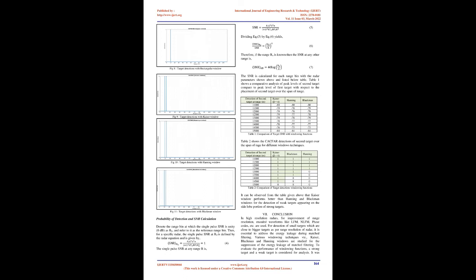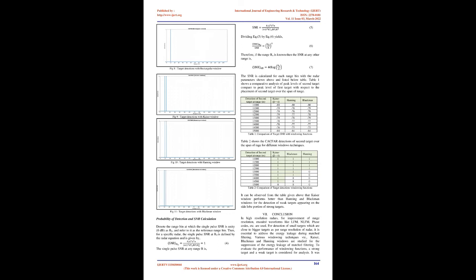6. Simulation and results. To evaluate the performance of windowing techniques, two targets are generated within a pulse repetition time, PRT, a target at 10 km distance and another at 13 km distance whose amplitude is 0.01 times that of first target. The specifications used for the simulation are: PRT, 1 millisecond, max range equals 150 km.